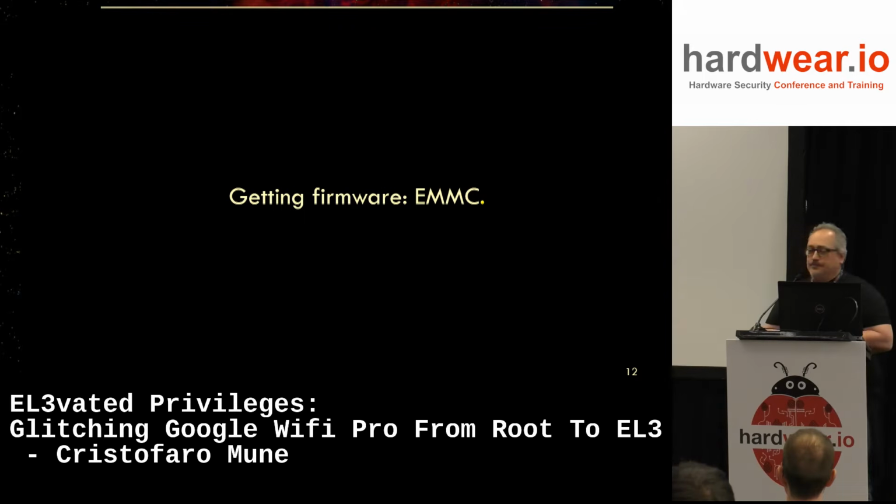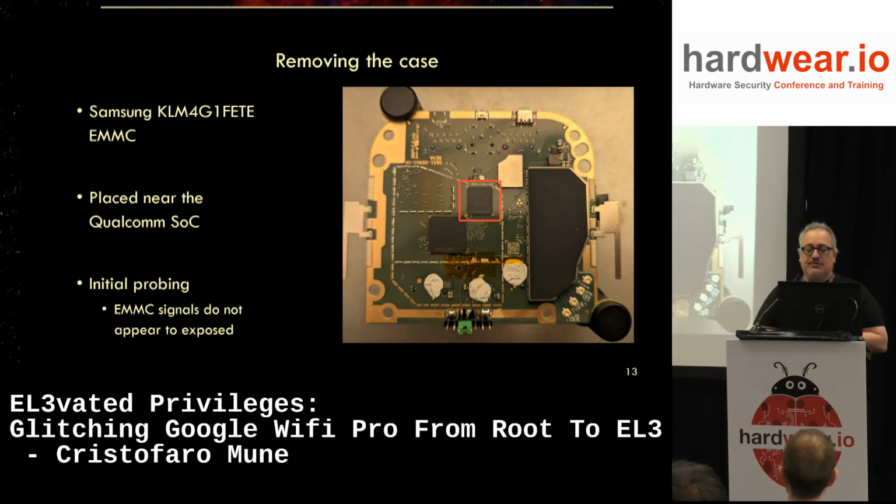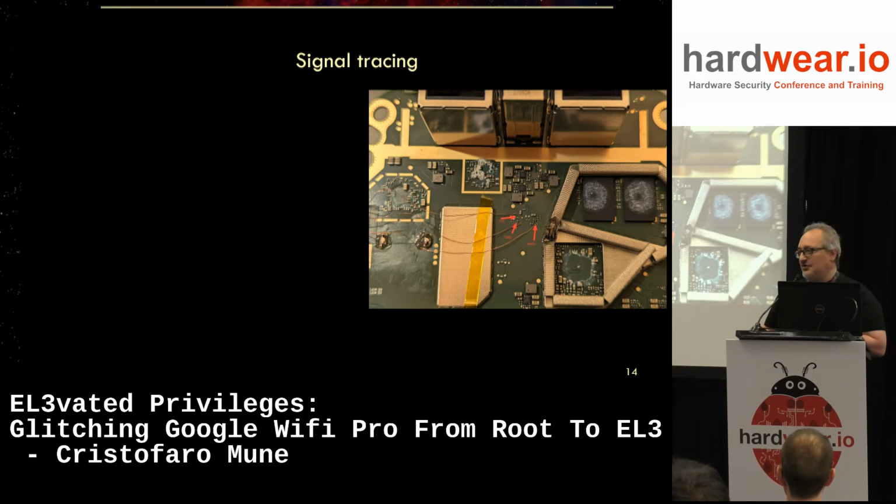We need to get the firmware. And this, as people that have played with the Google Nest Wi-Fi Pro know, is not that immediate. The eMMC chip is located nearby the Qualcomm SoC. If you do a quick probing, you may not find anything immediately. At least in our quick probing, signals were not appearing immediately. Sometimes it's not that easy.